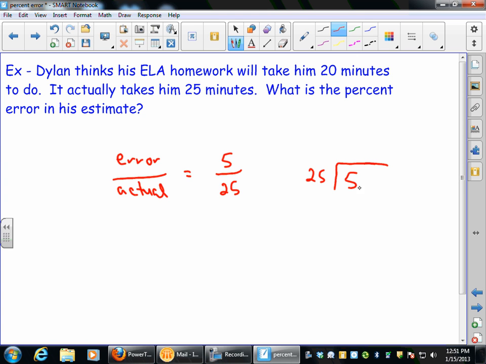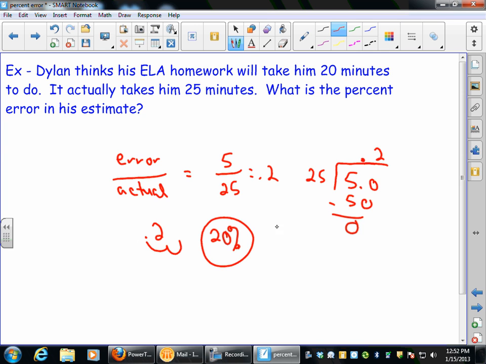Okay? So I have to add a decimal and a 0, bring the decimal up. 25 goes into 50 2 times exactly. So that's equal to 0.2. So if I'm going to make that into a percent, I move the decimal 2 to the right. So that's going to be 20%. So you had a 20% error.